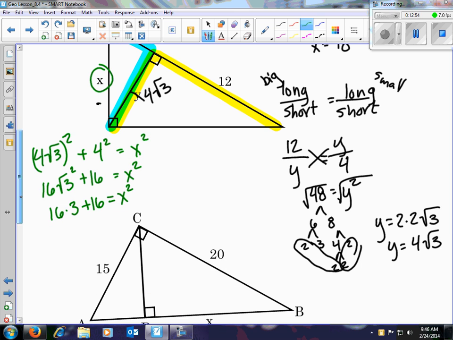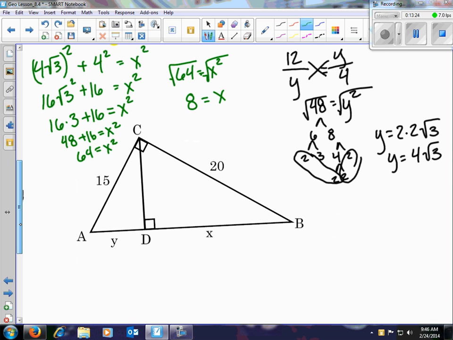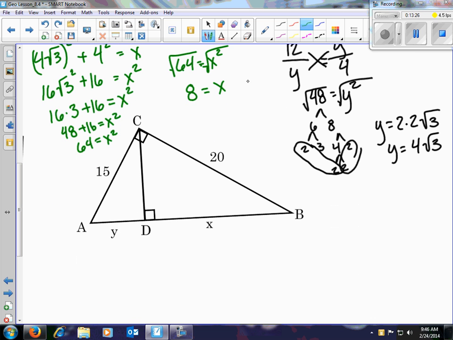So I have 16 times 3, which is 48. So I have 48 plus 16 equals x squared. 48 plus 16 is 64. So then I have 64 is equal to x squared, and I square root both sides. So then I have 8 is equal to x. So this value here is 8. Now, I want you to try to do this one on your own. If you need to go back and watch one of the examples that I did above, that's fine. I will see you later.